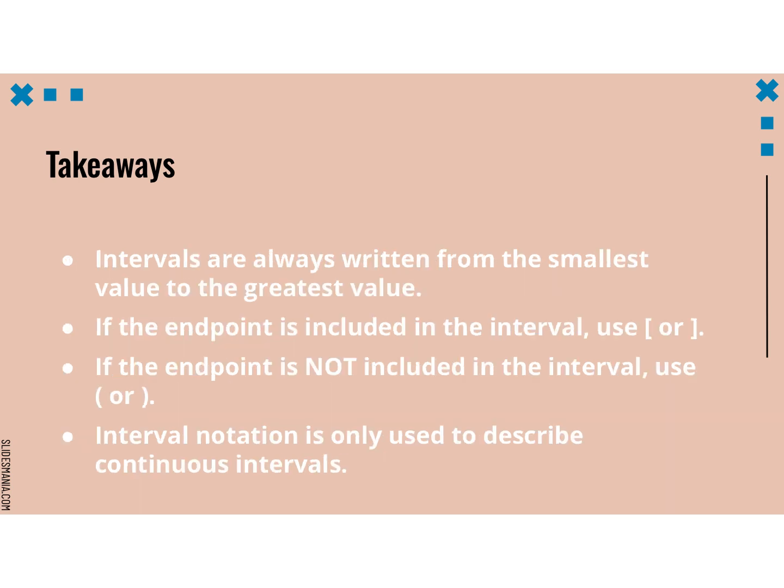Here are also some more. Intervals are always written from the smallest value to the greatest value. If the endpoint is included in the interval, we need to use brackets. We talked about that in unit 4. If the endpoint is not included, then we use parentheses. Again, we talked about that. And interval notation is only used to describe continuous intervals. If it keeps on breaking, we do it a different way. I would write these on page 21 because you have a lot more room.